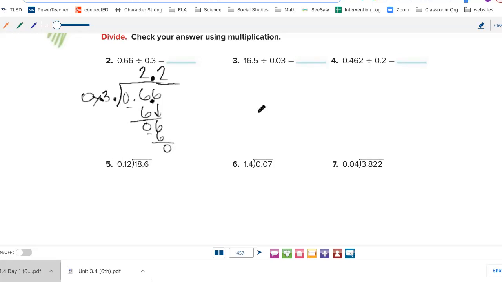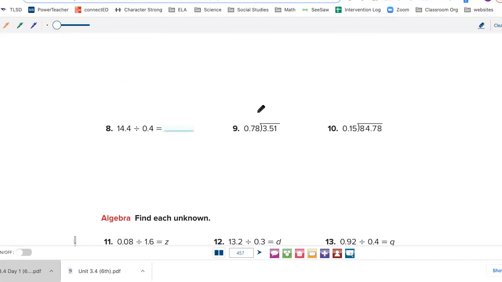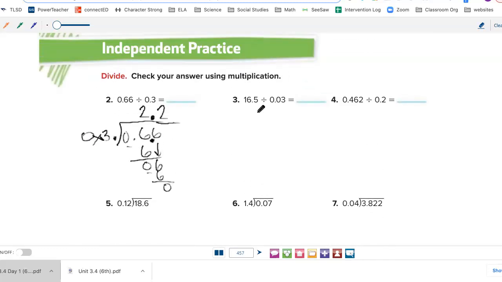Okay, by now you should have finished all of these on page 457. I'm going to go through them right now and you are checking your work. So 16.5 is our dividend divided by 0.03. This time I have to move it over twice, 1, 2, to make it 3. So I need to move this over twice, which means I need to put a 0 there. 3 cannot go into 1, but it can go into 16 5 times.